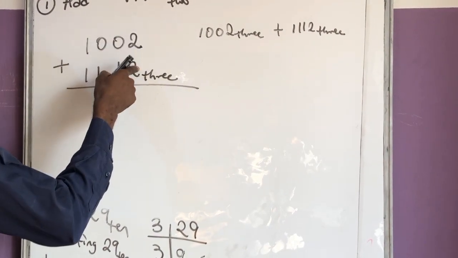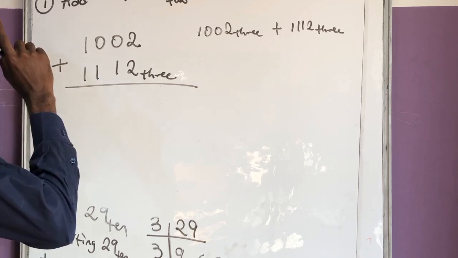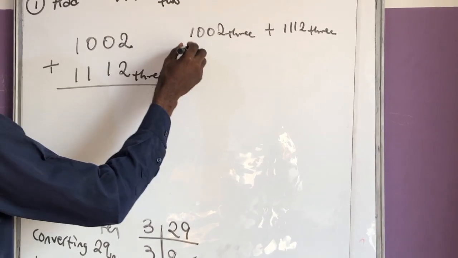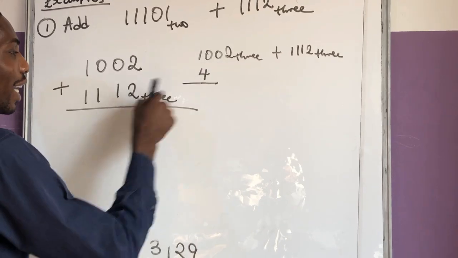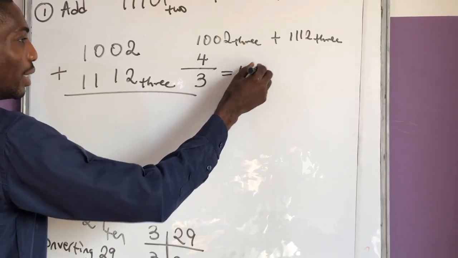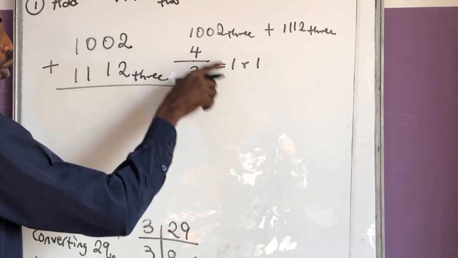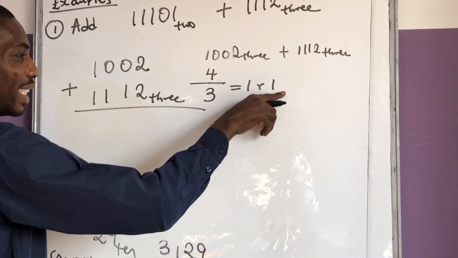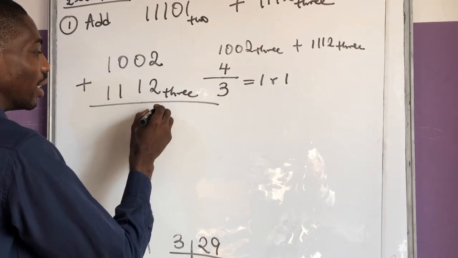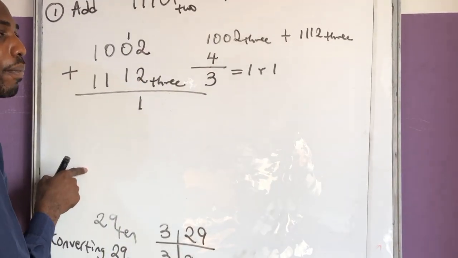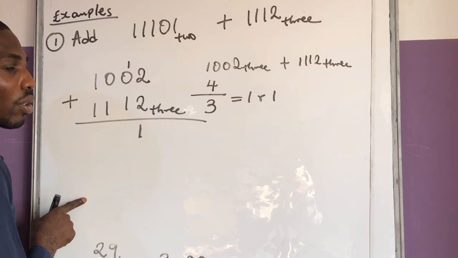2 plus 2 is what? 4. I cannot write 4 because 4 is greater than 3. So what do I do? I divide my 4 by the base, which is 3. It's going to give me what? 1 remainder 1. So don't forget, I'm writing my remainder. So what is my remainder here? 1. So I write my remainder. The one that I have here, I carry it here to the next column.